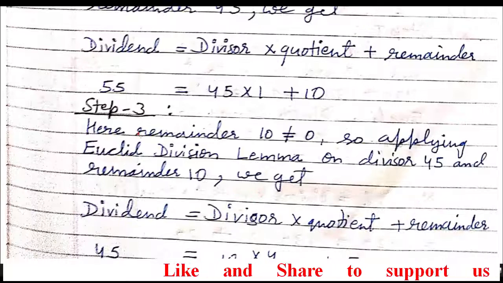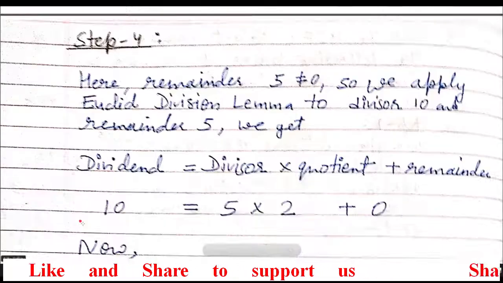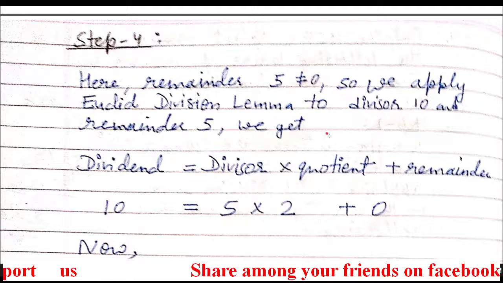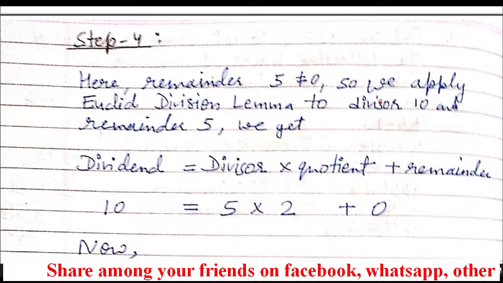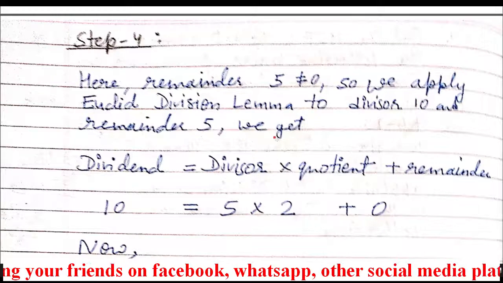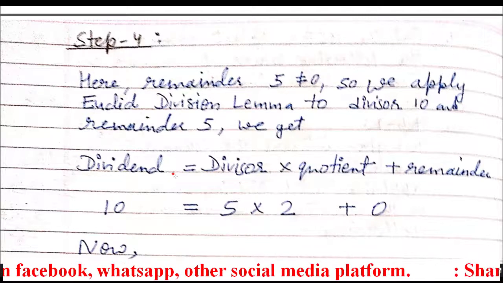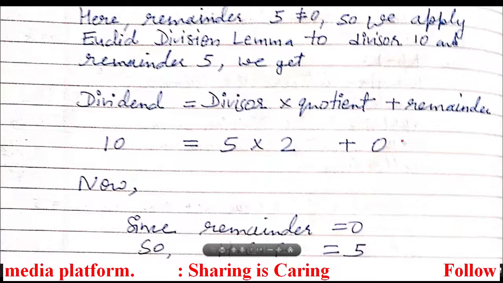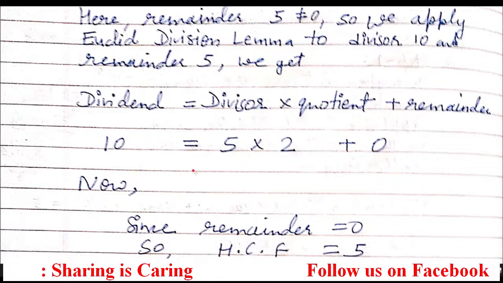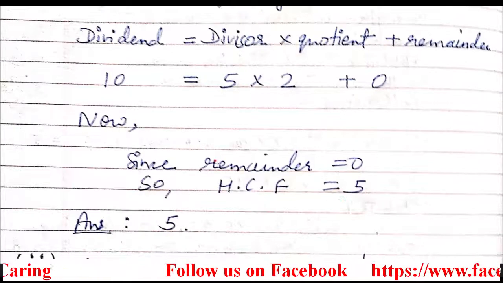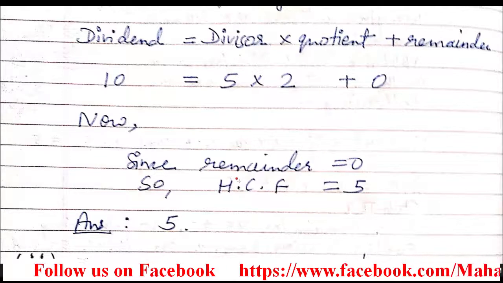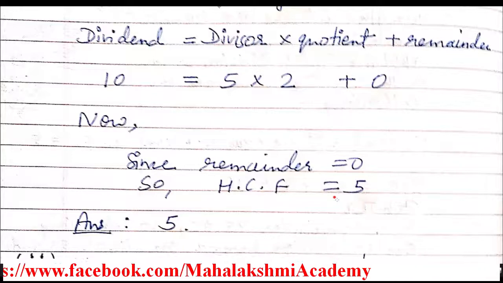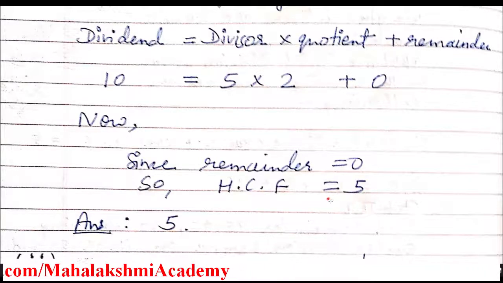So we'll write here, fourth step. Here remainder 5 is not equal to 0, so we apply Euclid's division lemma to divisor 10 and remainder 5. We get again the division rule: dividend is equal to divisor multiplied by quotient plus remainder. Fill it. Now since remainder is 0, HCF is the divisor, that is 5. So we will write here, since remainder equals 0, HCF, that is highest common factor, is equal to 5.